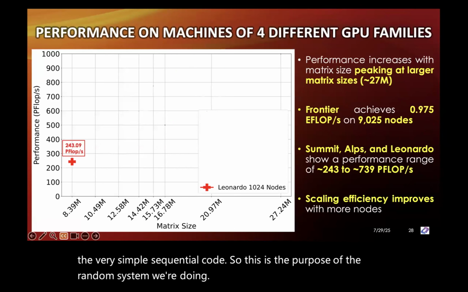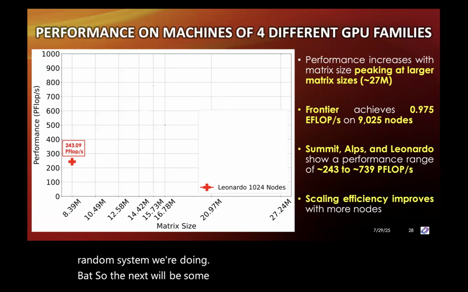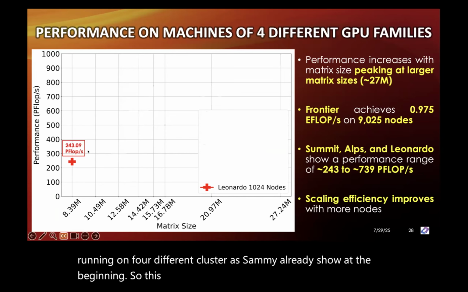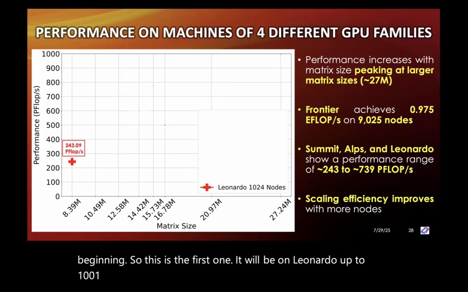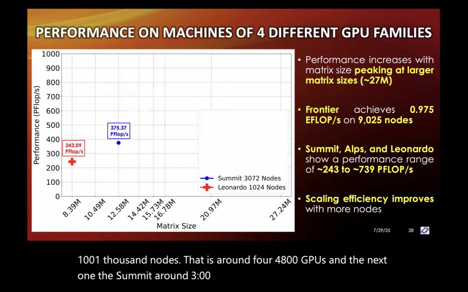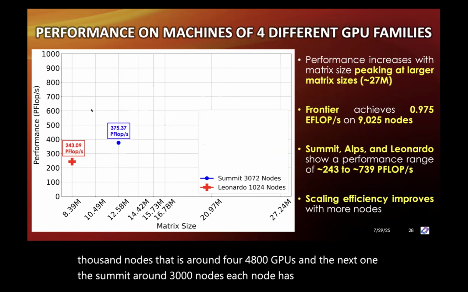So the next will be some of our Exascale performance that we're running on 4 different clusters, as Sammy already showed at the beginning. So this is the first one. It will be on Leonardo up to 1,000 nodes. That is around 4,800 GPUs. And the next one, the Summit, around 3,000 nodes. Each node has 6 V100 GPUs.